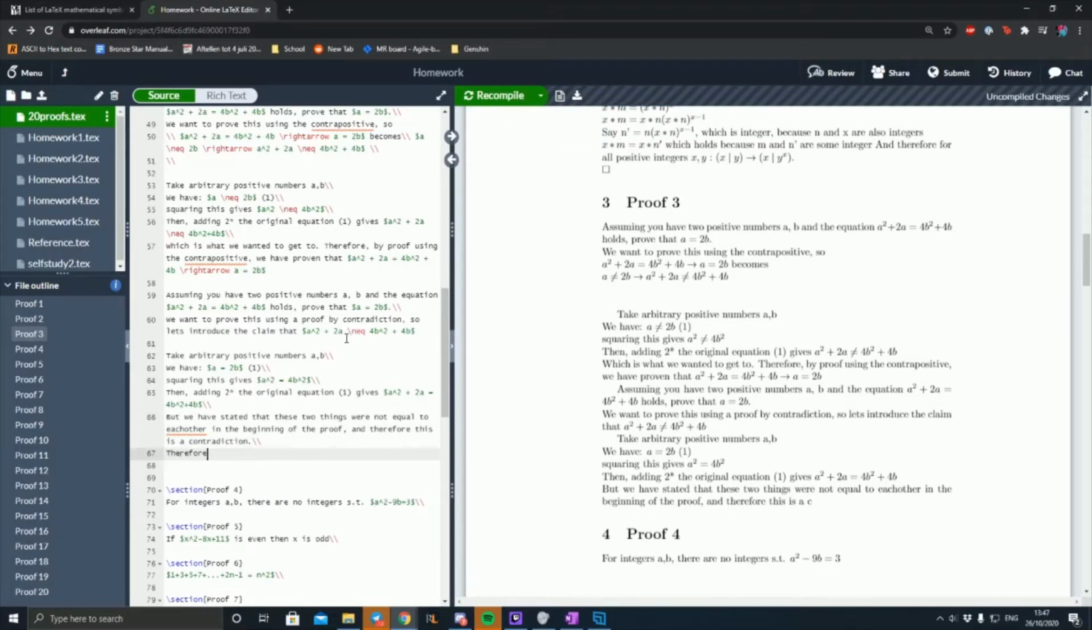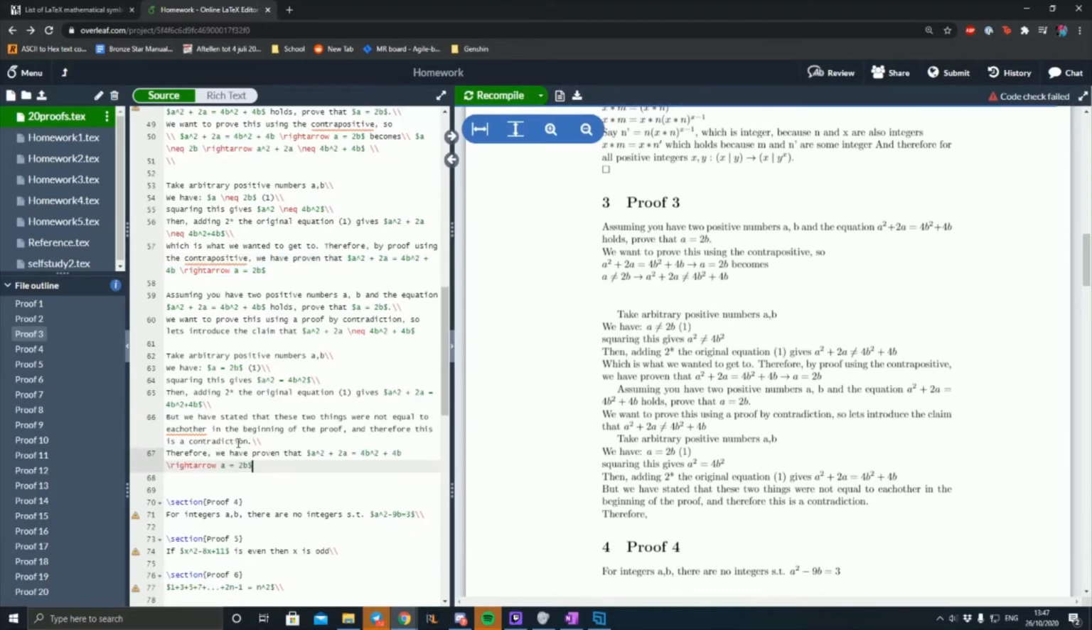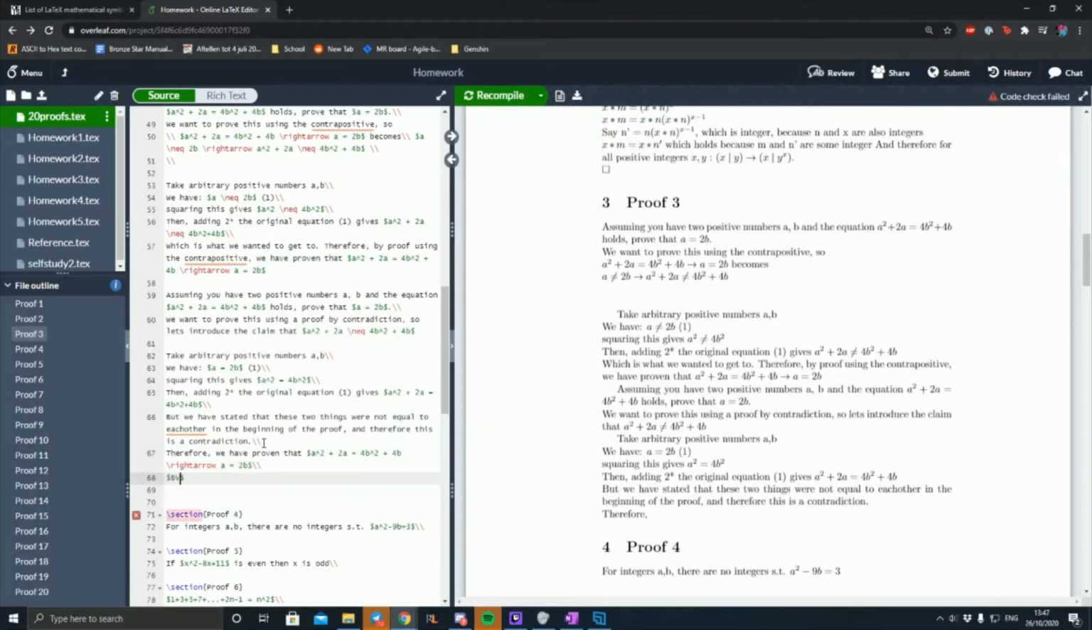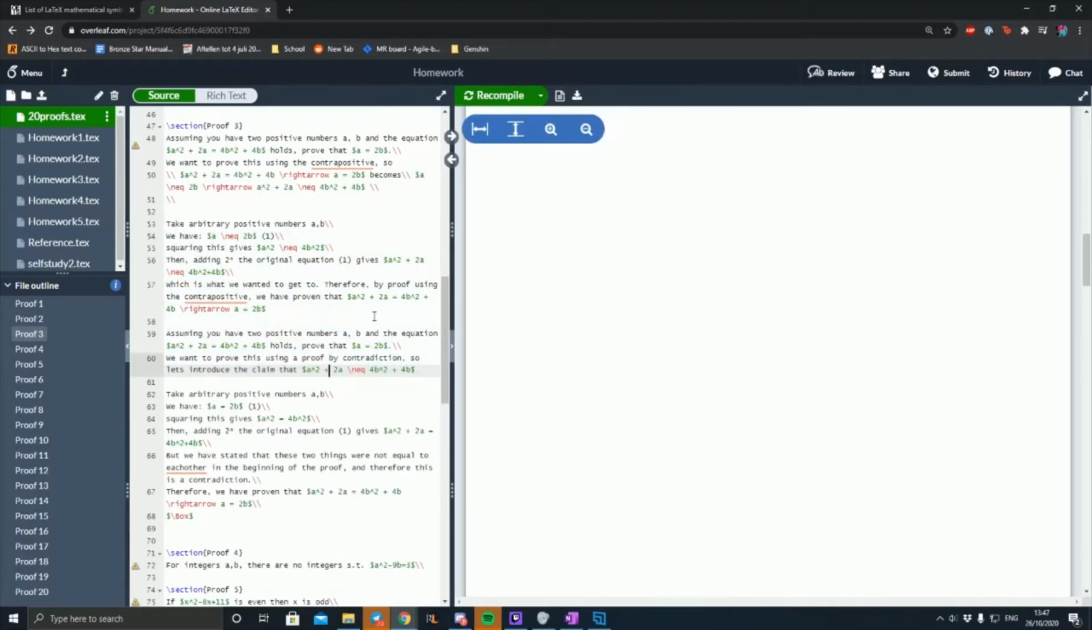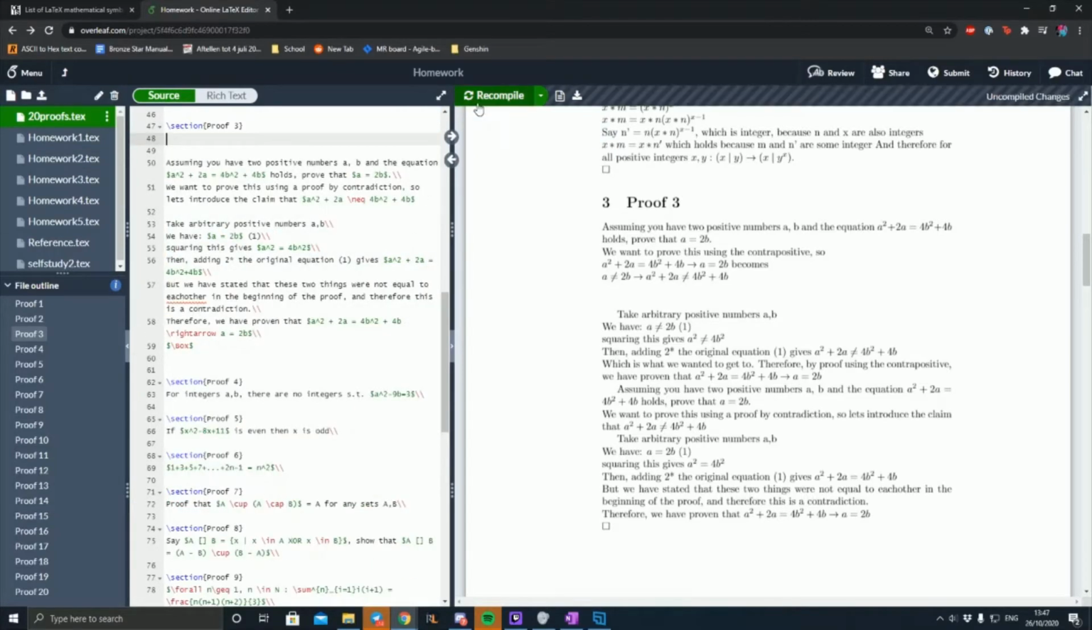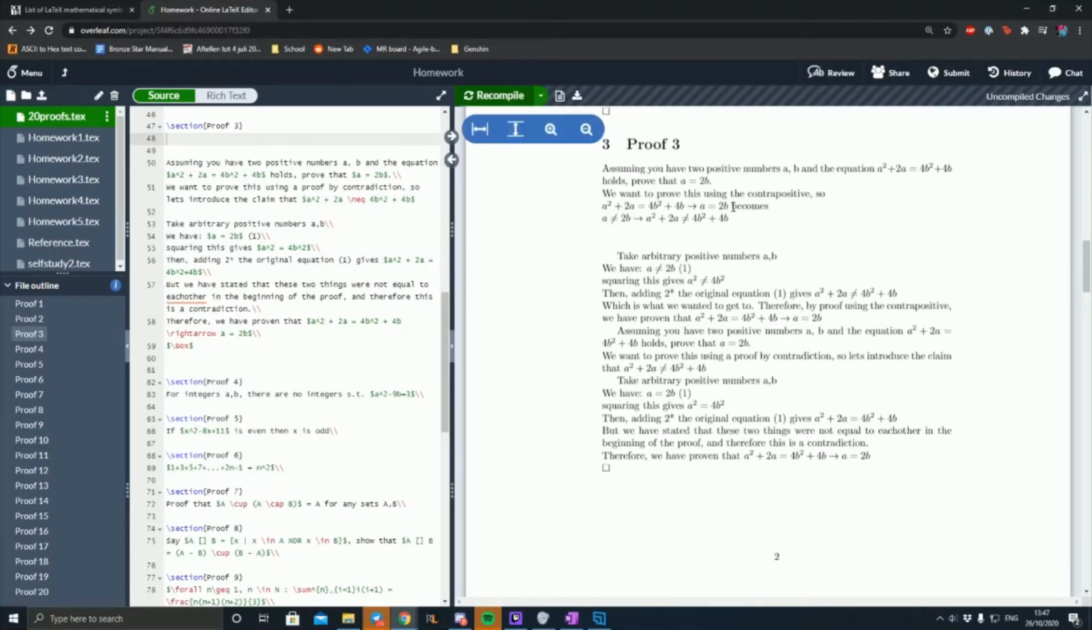Therefore, paste, box. Okay. Let's see. So I can remove this, compile it, and check it.